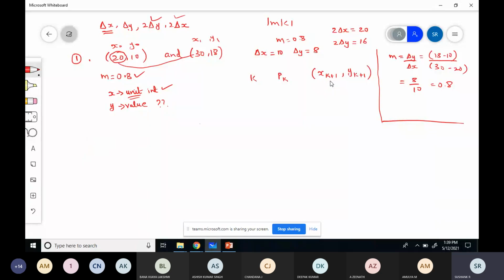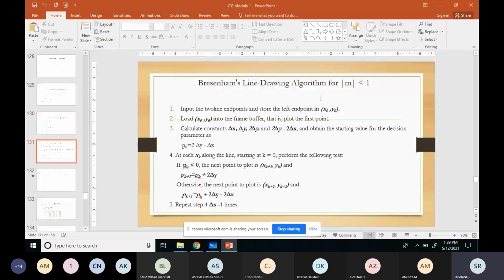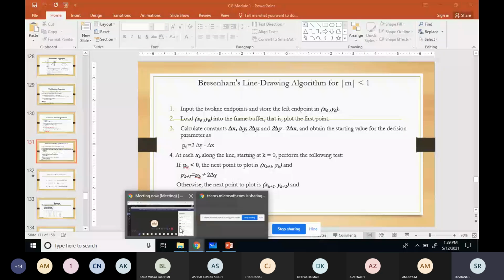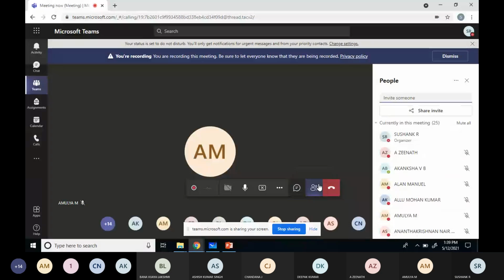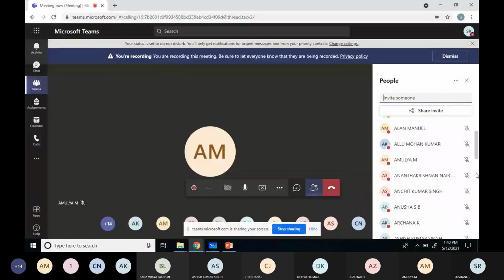Any doubt here? Any doubt with respect to delta x, delta y? Delta x and delta y mean the difference between x and the difference between y. Yes or no? Unless you respond, I won't proceed further. You should understand and then only I'll proceed. If you're not responding, I'll call your names. Zenith, any doubt? Amulya? No, sir. Anant Krishna? No, sir. Okay, so this part is clear.